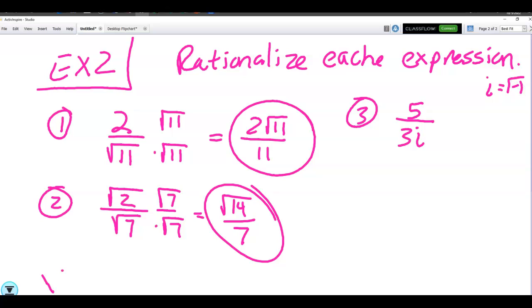So here's my question to you. Do I have a square root in the bottom? Yes, I do. It just doesn't look like it. But i is a square root. It's the square root of -1. All right. So here we go. I don't like that i down there.